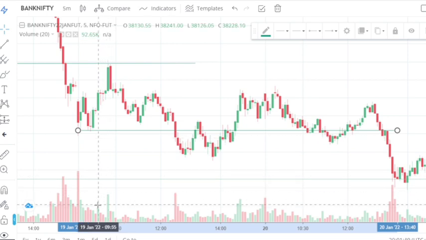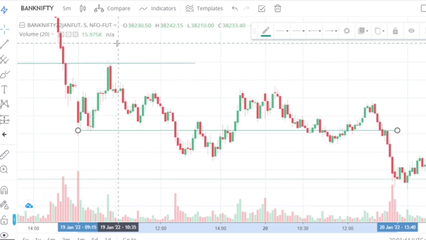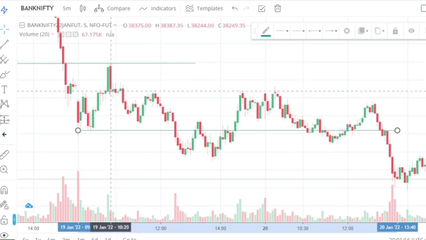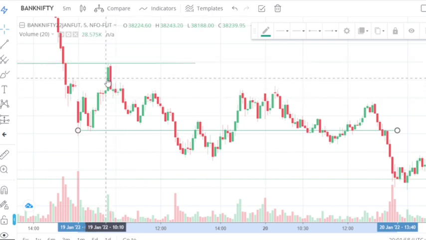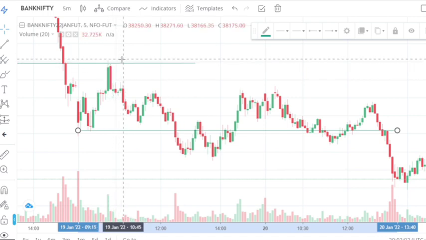So I thought if it is going to break this with a big volume, then I will take an upside, and otherwise I will sell the call of this position, or I will buy a put at this point. You see here, only in the next candle it comes down. So this is giving me more surety that it is very good as a support resistance point.